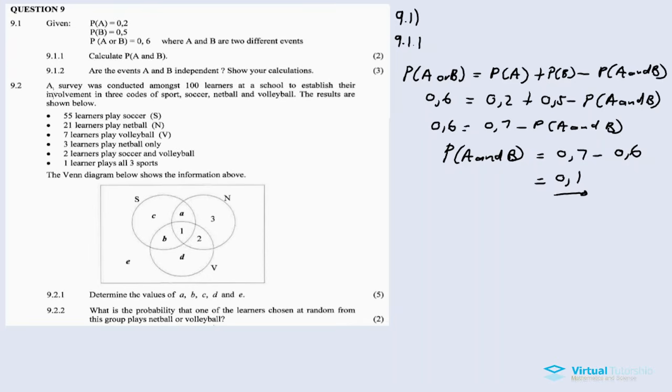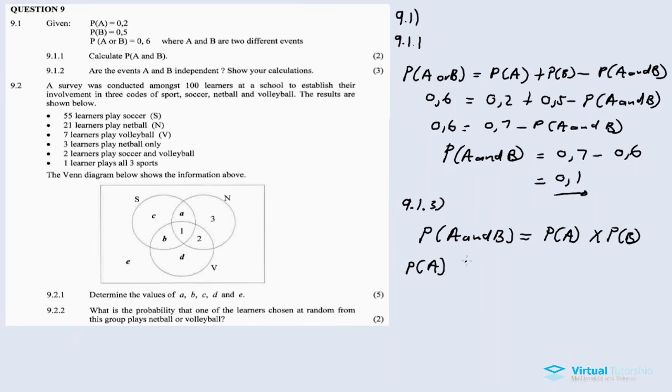Now bese bayabuya ke manje bathi 9.1.2 are the events A and B independent events. Show your calculations for 3 marks. So lana ku 9.1.2, we know that our independent events are, the probability of A and B must be equal to the probability of A times the probability of B, right? So we just calculated the probability of A and B. So total it's 0.1. So let's do this again.